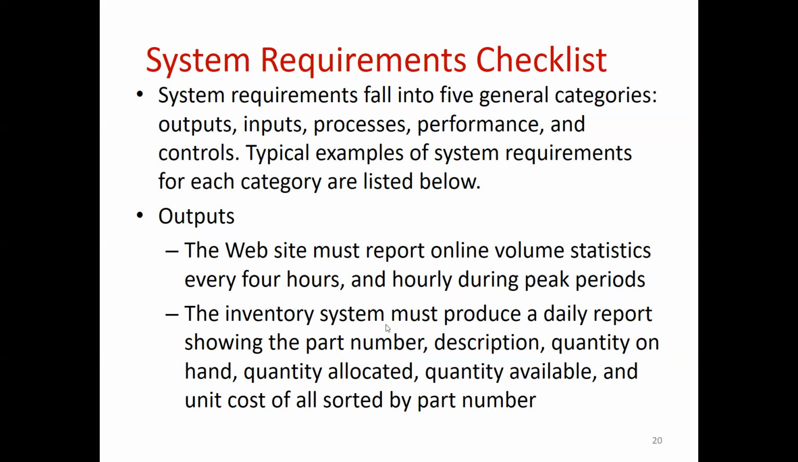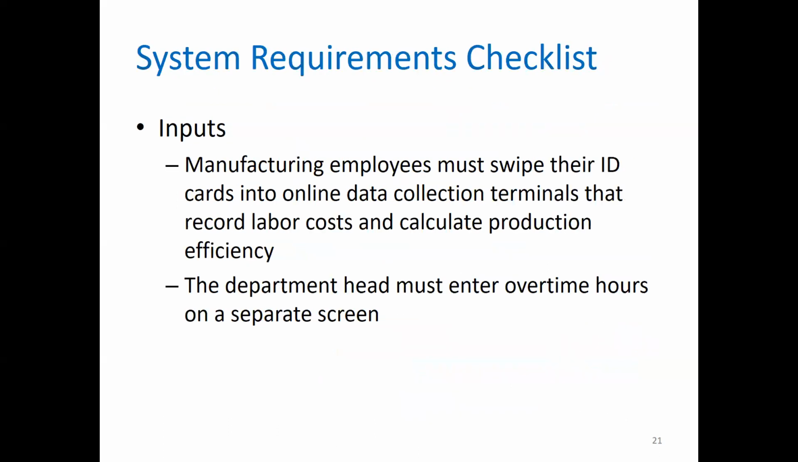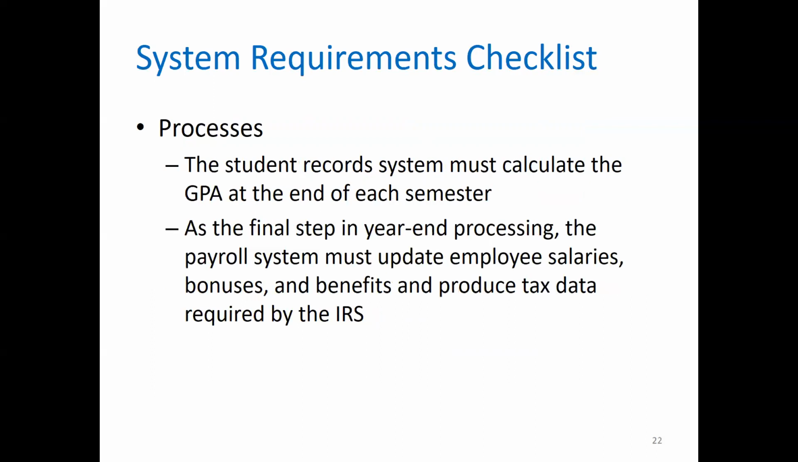Likewise, if you are doing a system requirements checklist for, let's say, a clothing line business, it will also have some form of output that it should meet. So you are just doing a checklist of that. Now, input, again from the same web-based example. Manufacturing employees must swipe their ID cards into online data collection terminals that record labor costs and calculate production efficiency. The department head must enter overtime hours on a separate screen. So these are examples of input.